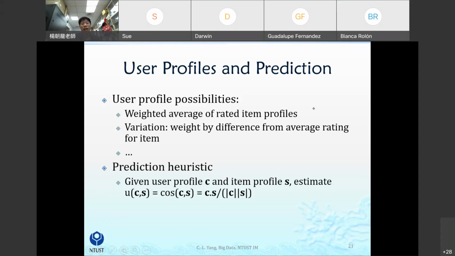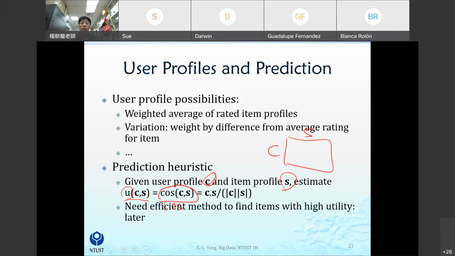And there are certain prediction heuristics. Basically, given the user profile and the item profile, we have small c and small s, remember our c and s, right? And we want to estimate, for that particular c and s, what the score is. Here you can see COS is cosine similarity, which is one of the measurements used to estimate the similarity between two items. So we want to find an efficient method to find items with high utility rate. That is what we try to create.